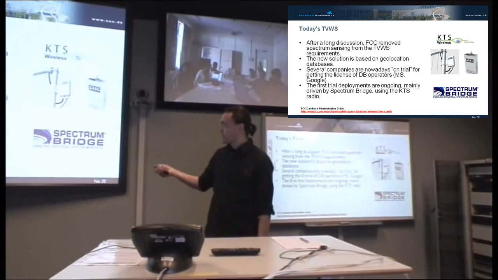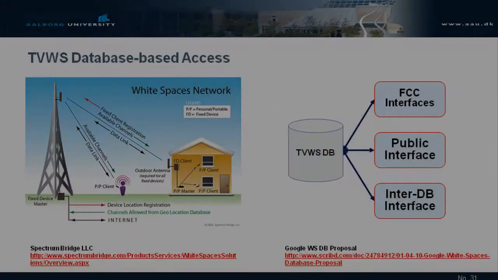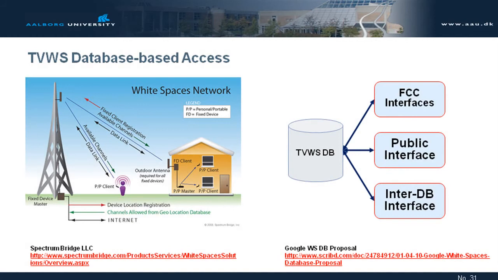Microsoft and Google, as I said, are in the game, of course. And this is more or less how it works. This is the Google proposal on the architecture of the database, taken from the Spectrum Bridge website. And the database is supposed to have an API for FCC. API is Application Programming Interface, for the FCC, a public interface, and an inter-database interface.